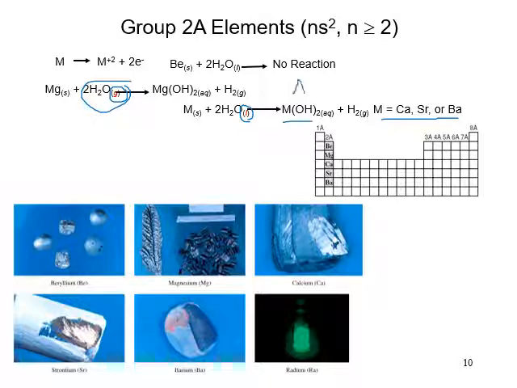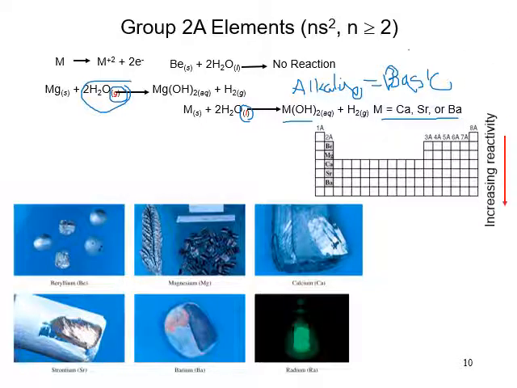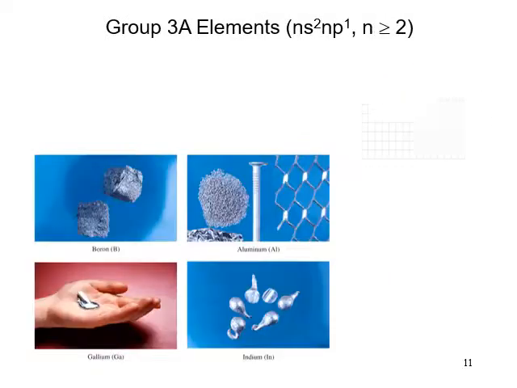So that's why these are called alkaline. Alkaline means basic, and a basic solution is something that has hydroxide in it. And that's why alkaline earth metals and the alkali metals also make basic solutions. Again, increasing reactivity as you go down for the same reasons we discussed on the previous slide.